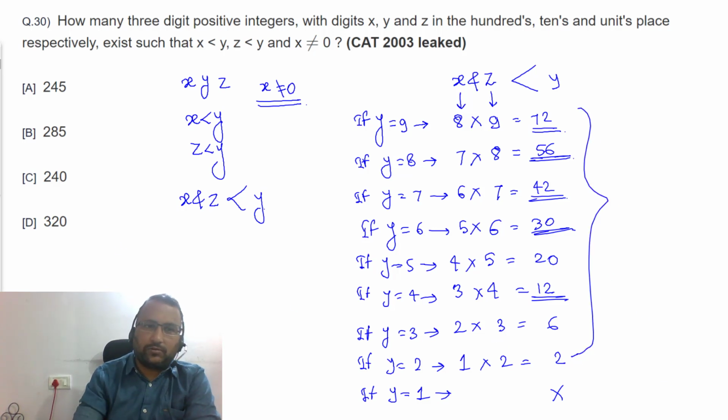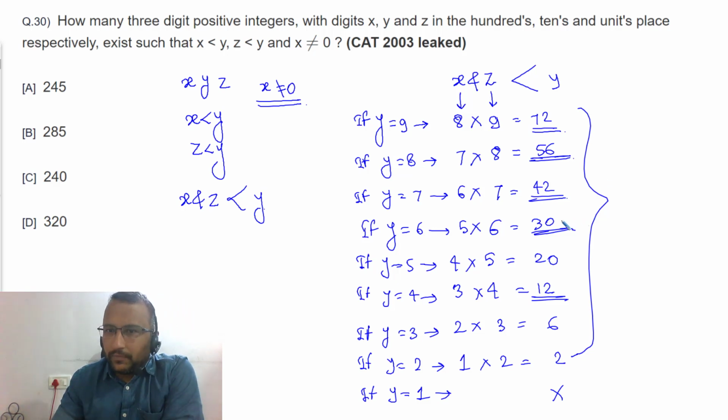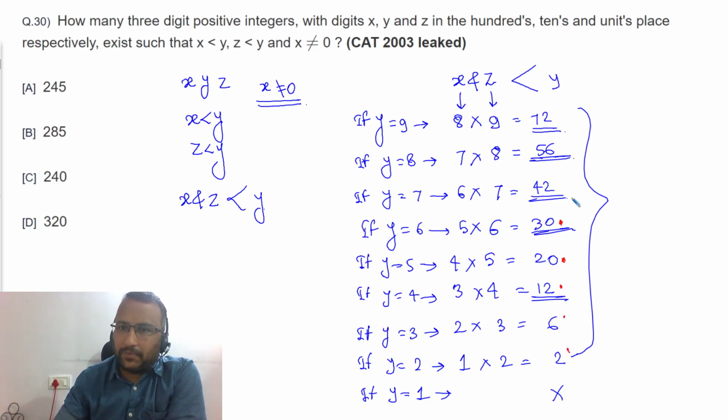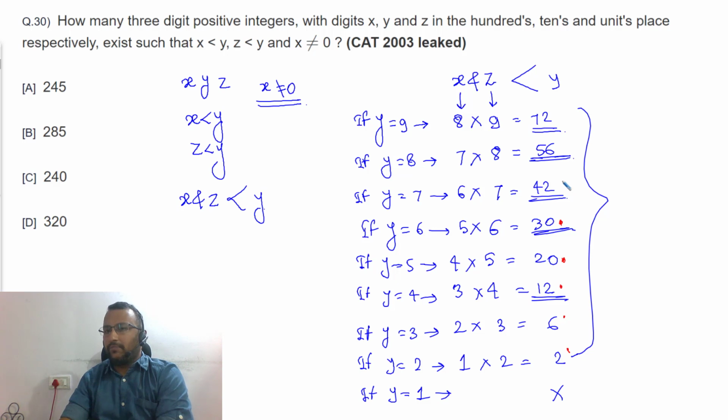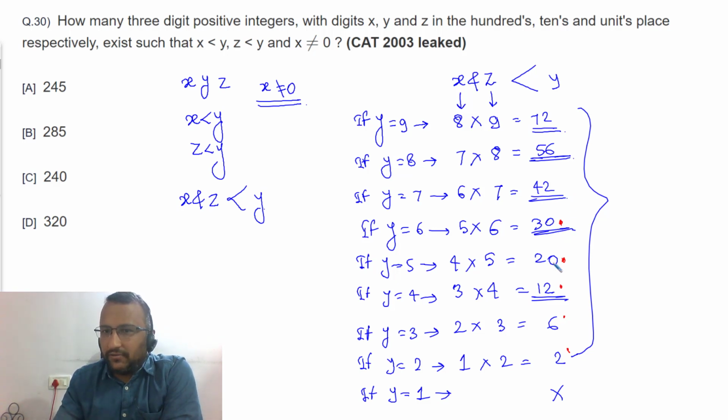Let's do this addition. 30 plus 20, 50, then 60, then 70. Hold on, let me do this addition again. 30, 40, 50, 60 and then 70.